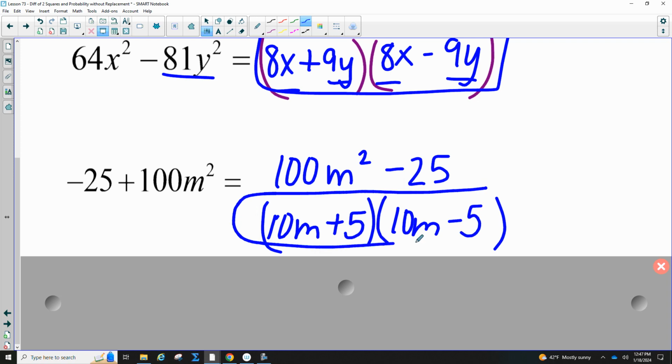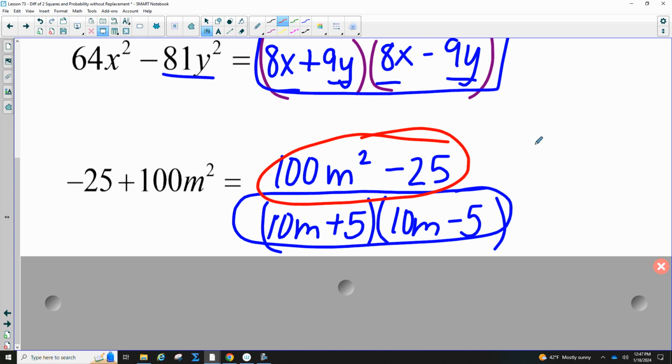Oh, I could have factored out a GCF. Shoot. So I should have factored out a GCF. You know how I know I can do that? Because I can see there's a common 5 here, but I should have done it here. What comes out of 125? If I take out 25 from 100, I'm dividing by 25. That would leave me with 4m squared minus 1. 25 out of 25.